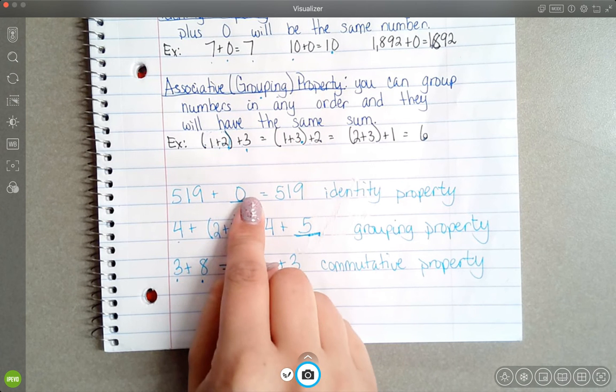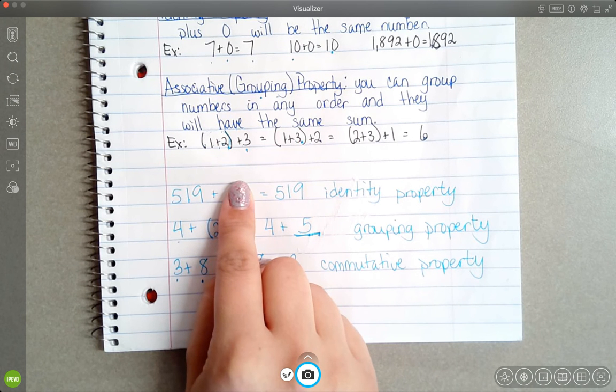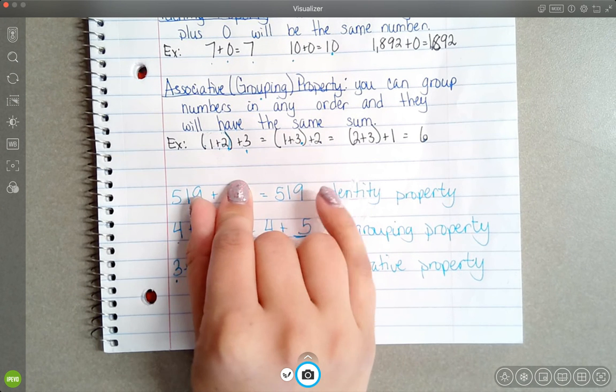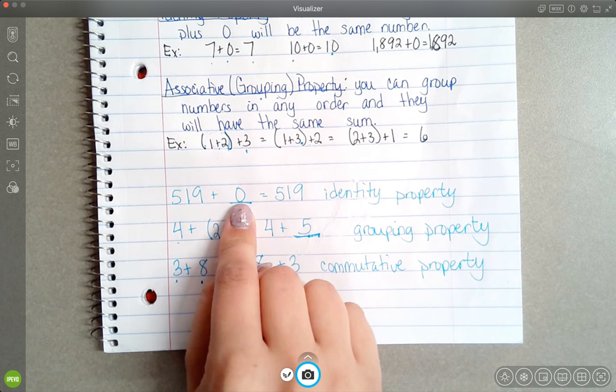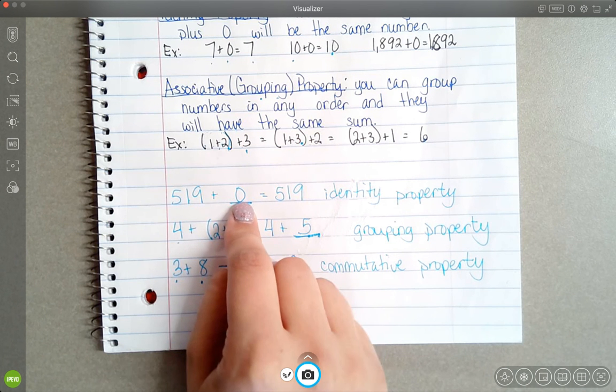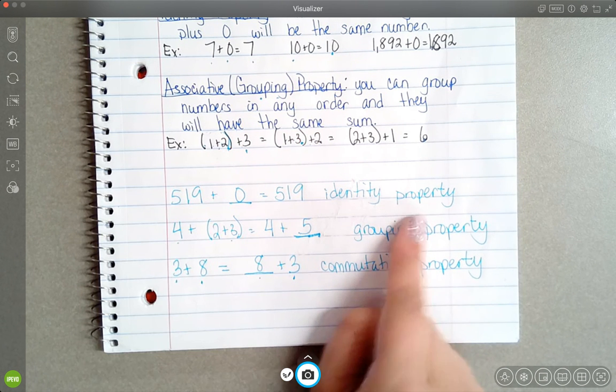519 plus a number was going to be 519. Since these are the same number, I know that I'm not adding anything. I'm adding 0. That's called the identity property.